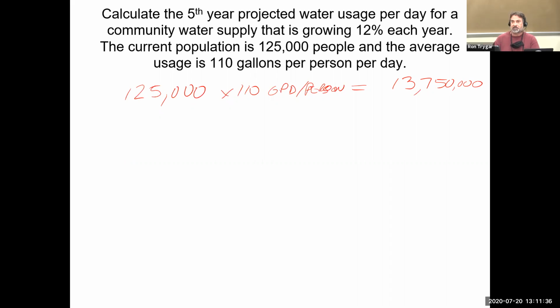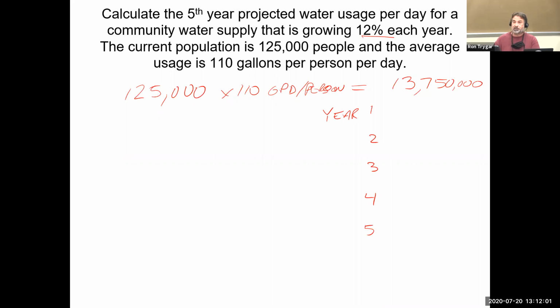Now, we're going to increase this by 12%. We have 12% right here, 12% for each year up to the fifth year. So we need to know year number 1, year number 2, year number 3, year number 4, and finally ending at year number 5. These are all going to be years, right? So we're going to add that in here. Year 1, 2, 3, 4, 5.